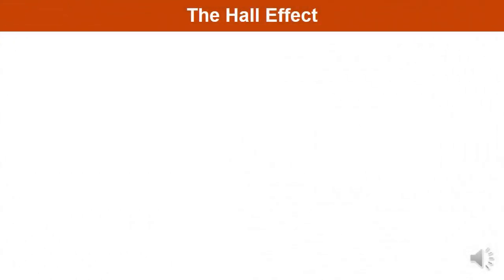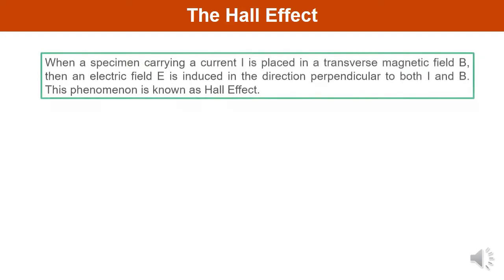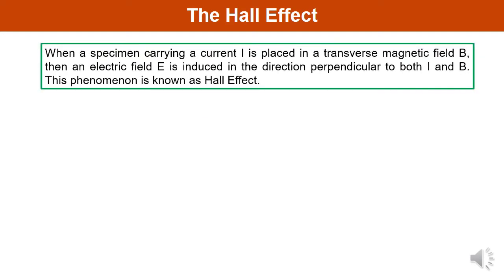The Hall effect describes the behavior of the free carriers in a semiconductor when applying an electric as well as a magnetic field. When a specimen carrying a current I is placed in a transverse magnetic field B, then an electric field E is induced which is in the direction perpendicular to both I and B. This phenomenon is known as the Hall effect.